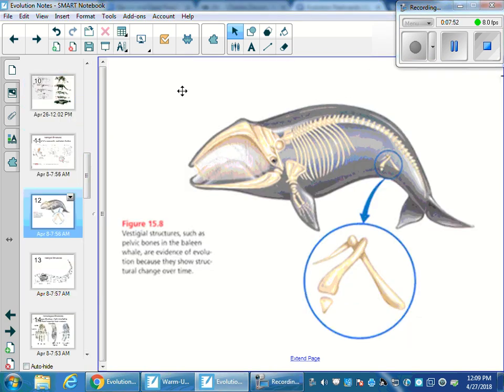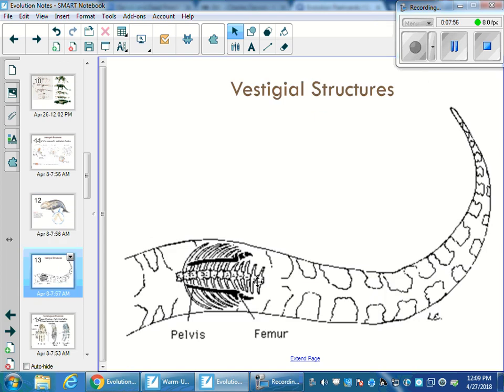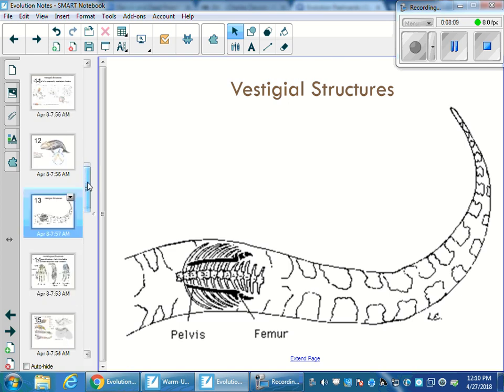Okay, so here's a better picture showing that. Another example would be that some snakes also have those types of bones. They're very small, but they don't have limbs in the back like they would have in the past. So these are what are called vestigial structures.